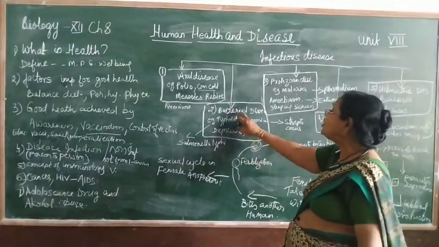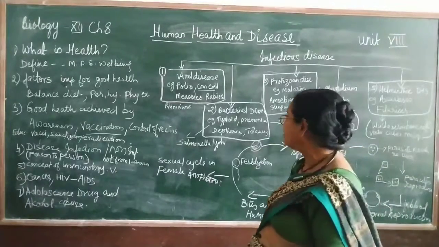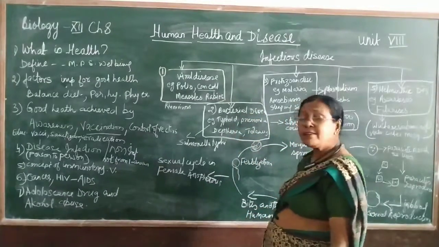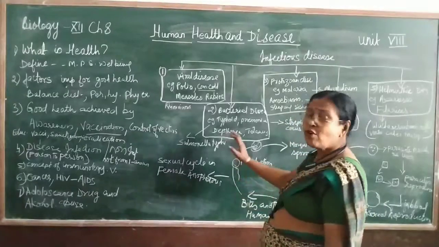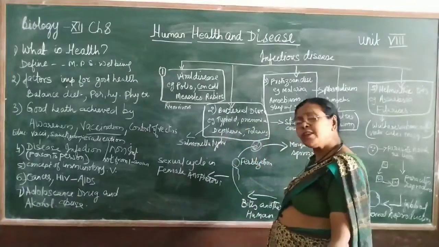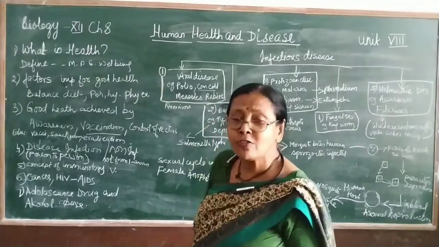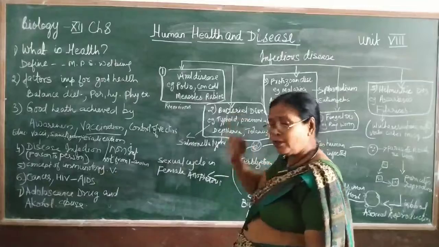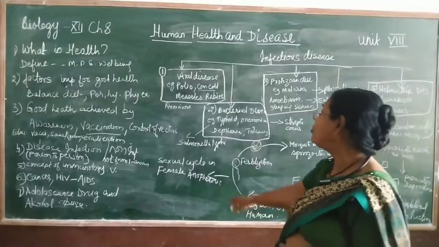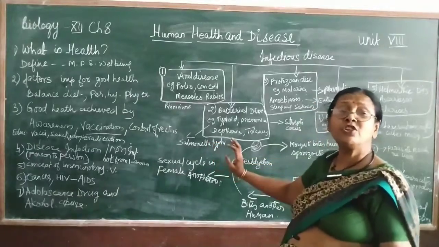Then comes bacterial disease. Bacteria are somewhat bigger than viruses. There are several types of bacteria present on our planet, and they cause several types of diseases. For example, typhoid. Typhoid is the most common bacterial disease you must have come across, with people suffering from typhoid. The bacterium that causes typhoid is Salmonella typhi. Salmonella typhi causes this bacterial disease.